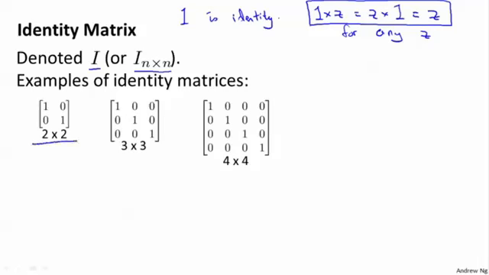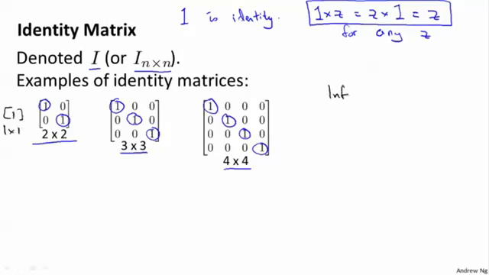Here's the 2 by 2 identity matrix. Here's the 3 by 3 identity matrix. Here's the 4 by 4 identity matrix. So the identity matrix has the property that it has 1s along the diagonal, and so on, and 0 everywhere else. And by the way, the 1 by 1 identity matrix is just the number 1. It's the 1 by 1 matrix with just 1 in it. So it's not a very interesting identity matrix.